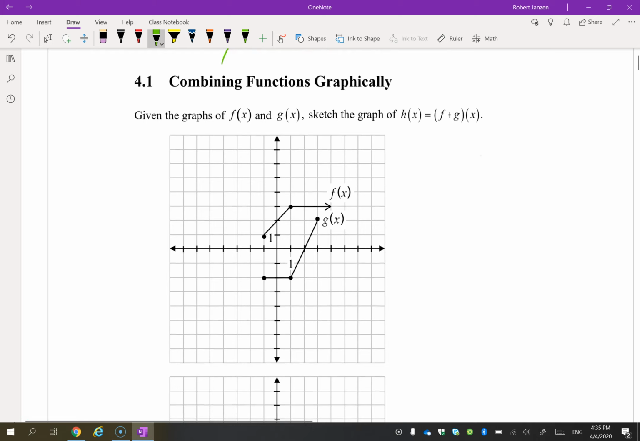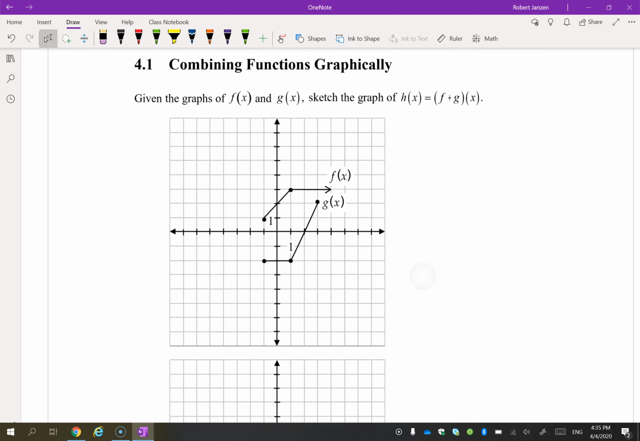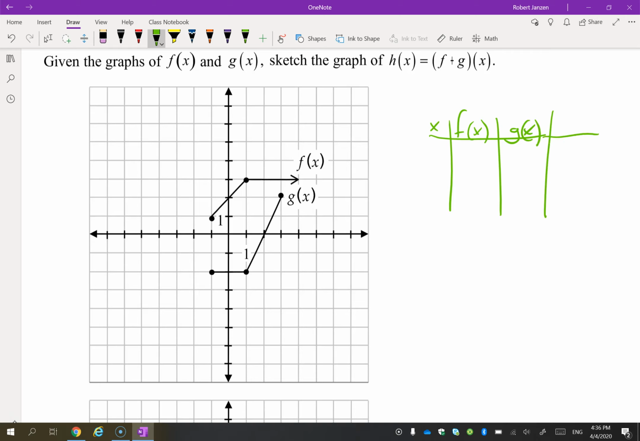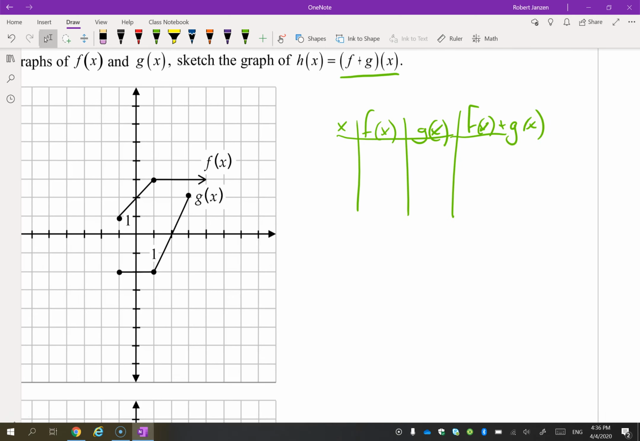All right, first way is to do it graphically. Now, once you get good at this, you're probably going to be able to visualize it, but for now, here's what I do. I'm going to pick some x values, then I'm going to take the f of x values and the g of x values, and then my last column is this. I'm adding f of x plus g of x. Just a couple of things about that.